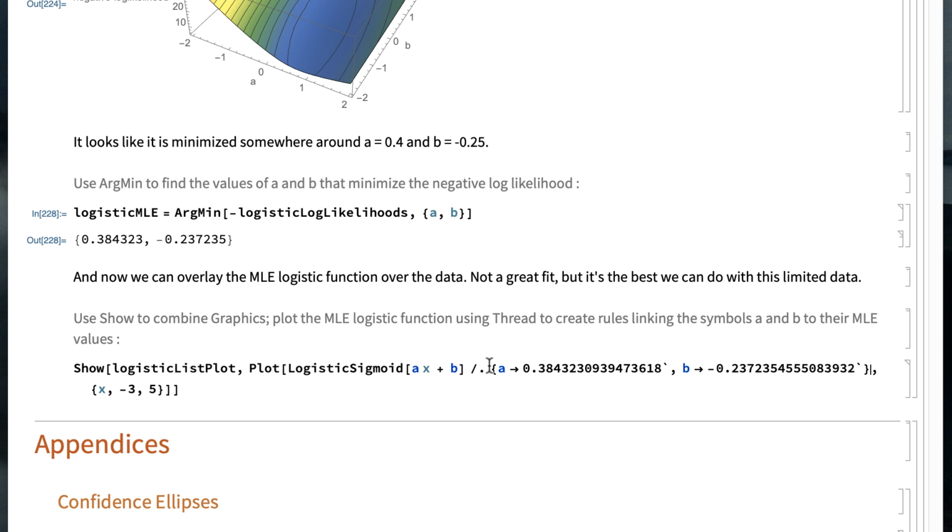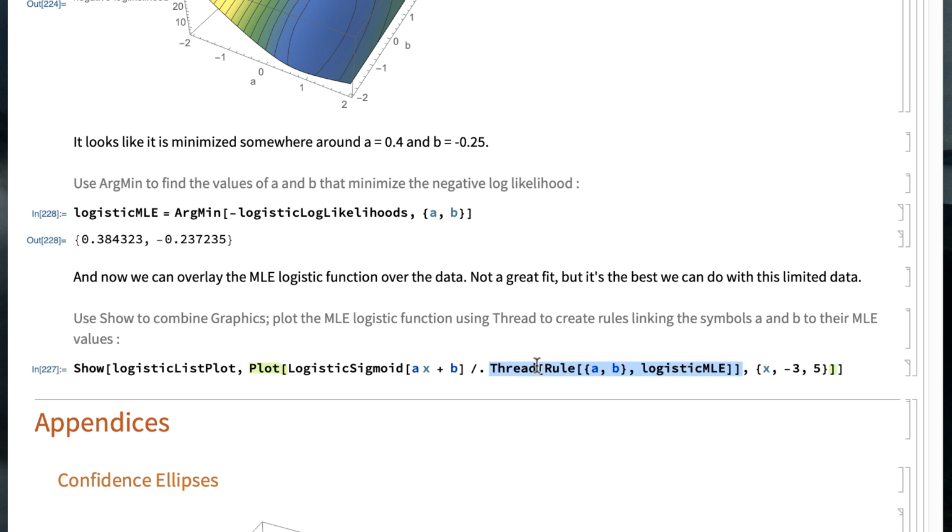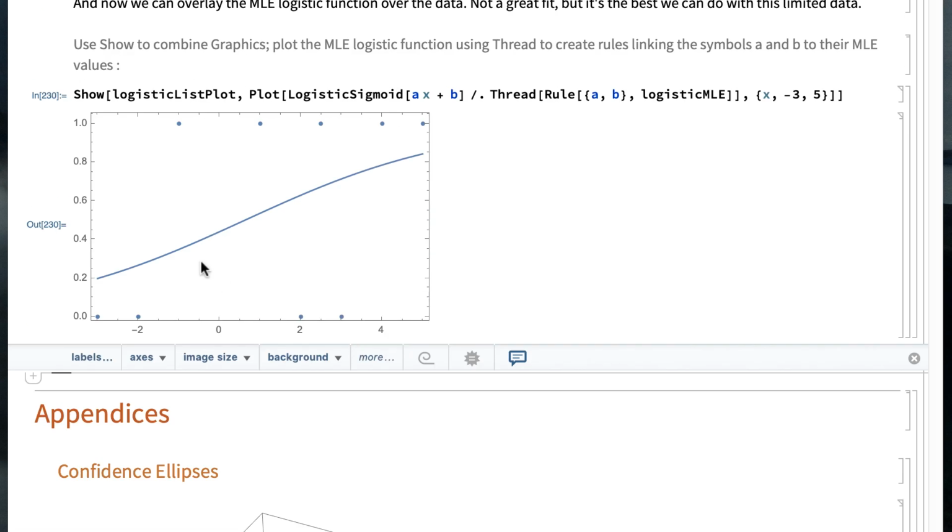I'm going to revert back to the earlier code. This is a little more elegant here, but at least you see what's going on behind the scenes. I run that, and there's our picture. That's our best fit. And granted, it's not a very good fit, but on the other hand, our data is very noisy, and we don't have very much of it.